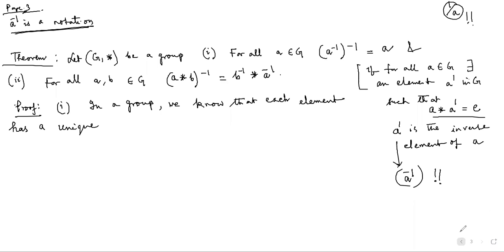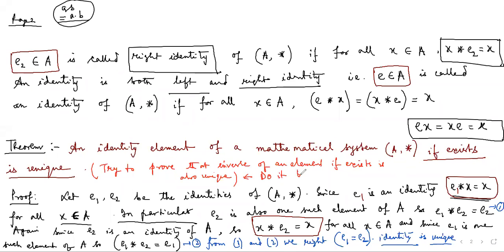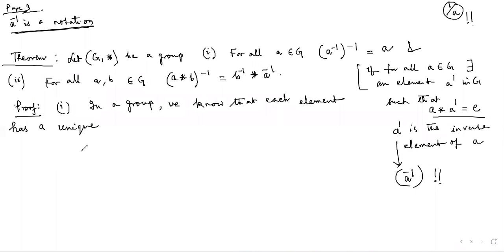Now, I have to say something about this. You know the definition of inverse. I have told you that this identity element, if it exists, is unique. So try to prove that the inverse of an element, if it exists, is also unique. Do it by yourself. I'm not showing it. So therefore, I have written here that in a group, we know that each element has a unique inverse.